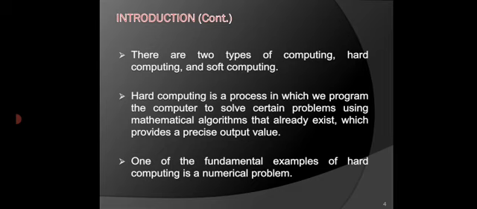There are two types of computing, hard and soft. What is hard computing? Hard computing is a process in which we program the computer to solve certain problems using mathematical algorithms that already exist, which provides a precise output value. A fundamental example of hard computing is a numerical problem.